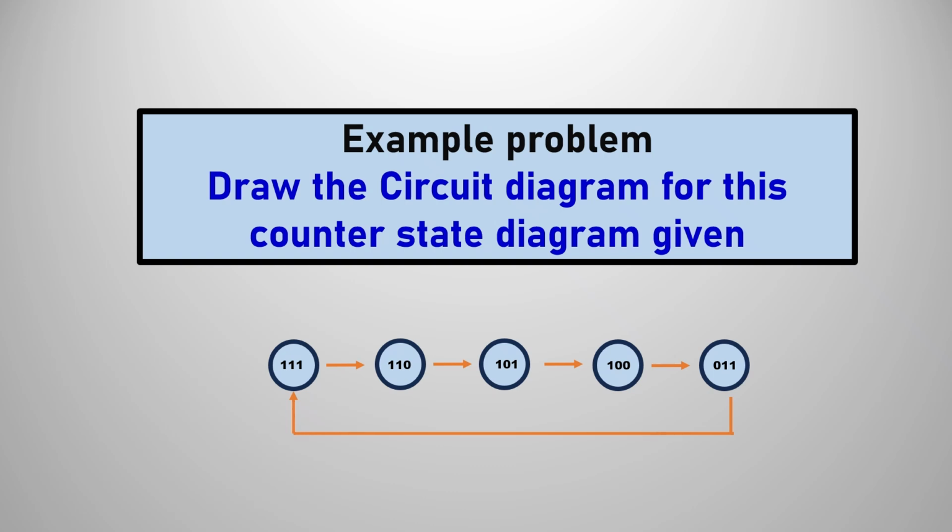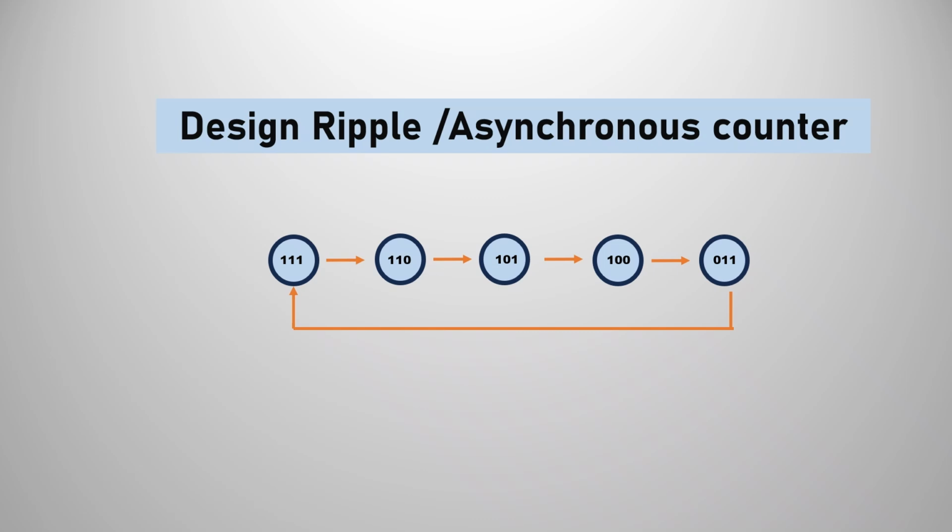In this video we are going to solve an example problem. The statement is: draw the circuit diagram for this counter, state diagram given. So the question itself gives the state diagram. From the state diagram we are going to draw the counter circuit. And we need to draw the ripple asynchronous counter. It is also mentioned in the question. So let's see how to do that.